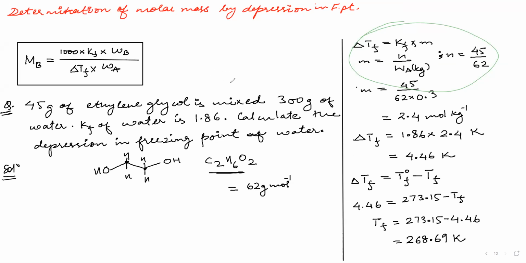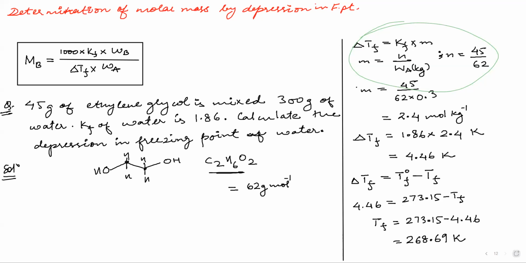Let us do one more. Okay, now let me see this question once again. Kf. Now we will find the molecular mass. We have got Kf, we have got WB, delta Tf, and WA. Now I have to have some kind of good relationship. Kf of water is 1.86.